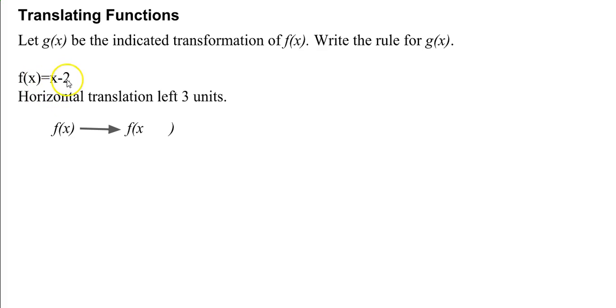We have f of x is equal to x minus 2, a horizontal translation, left 3 units. So I'm going to take the original f of x and change it. Since it's a horizontal translation, I have this blank space in here because we're going to add or subtract a number inside of the parentheses. And the weird thing about this is it's the opposite of what you think it would be.